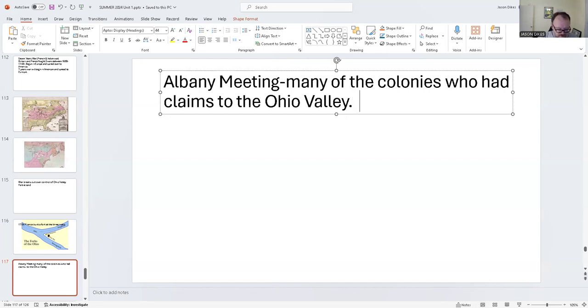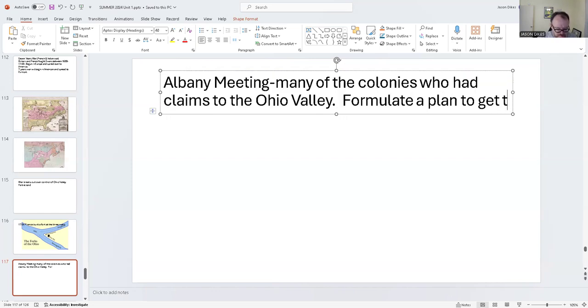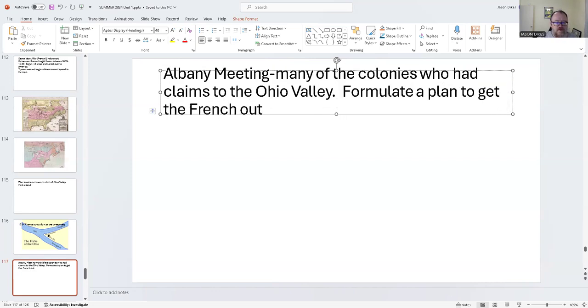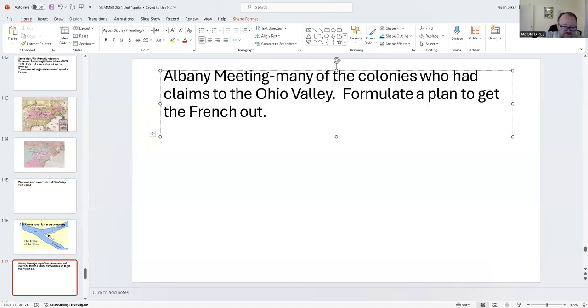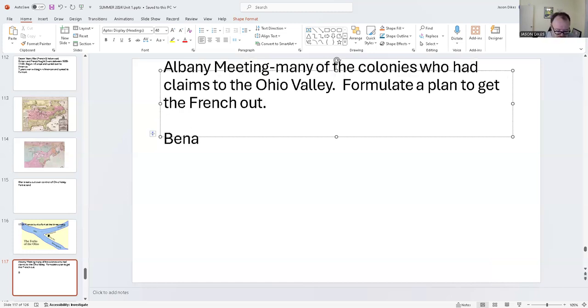Okay, and of course, the whole purpose of this meeting is to get the French out. We got to come up with a plan to get those French people out of the Ohio Valley. Now, one person is thinking ahead to the future, and that's Benjamin Franklin.